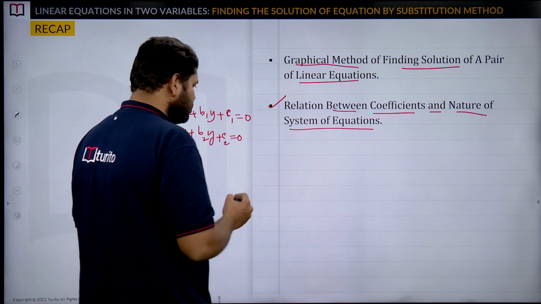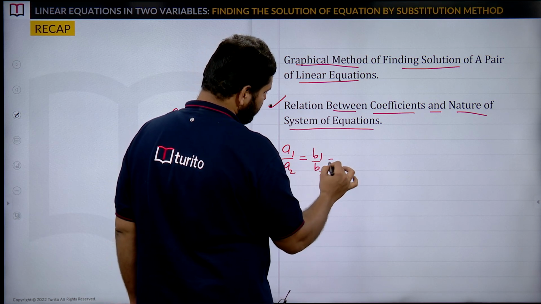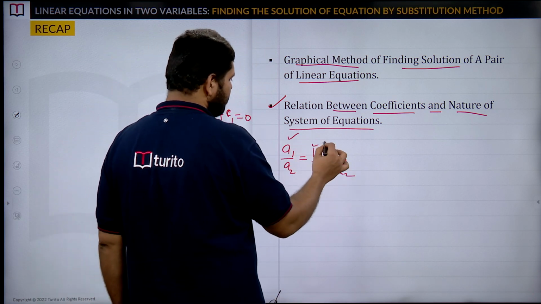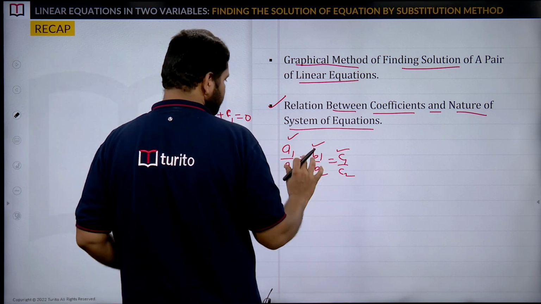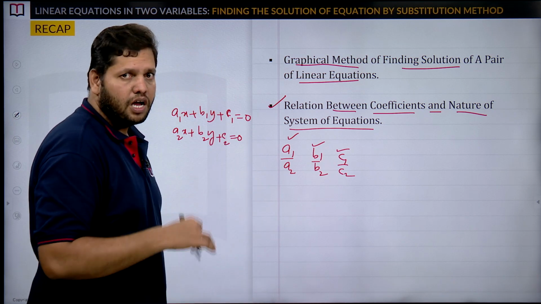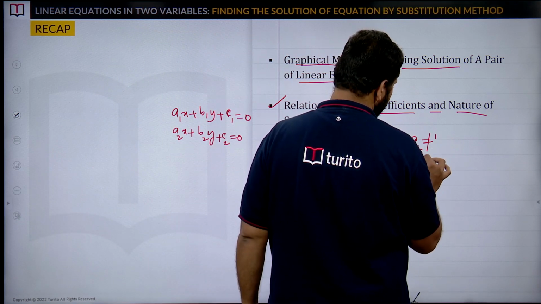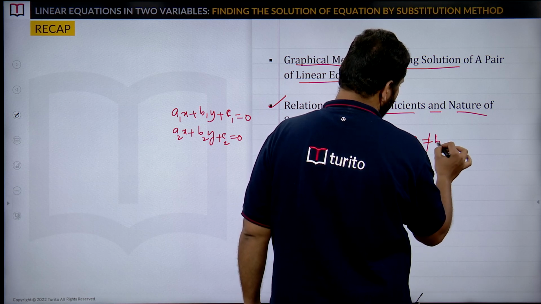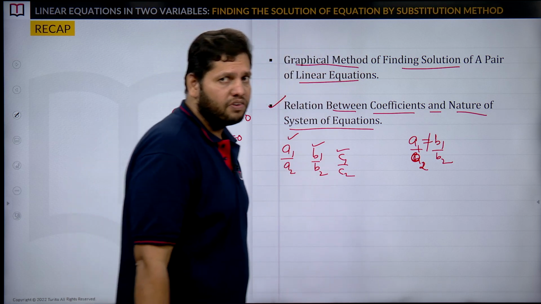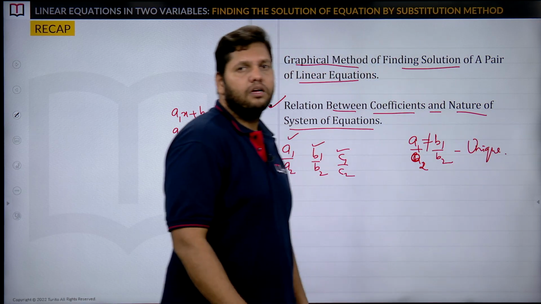So further we have the conditions, children. First we need to compare a1 by a2, b1 by b2 and c1 by c2, the ratios. If a1 by a2 is not equal to b1 by b2, what can we say? We can say unique solution. Okay, that is the first condition.